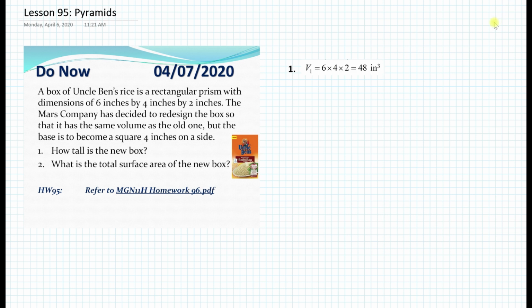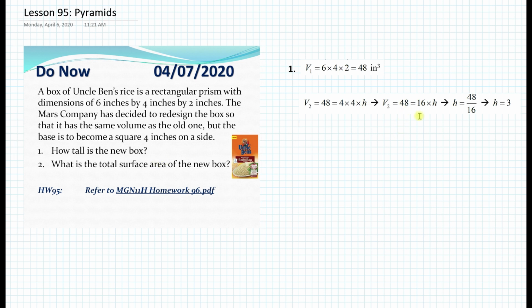Okay, so for number one, first we want to calculate the original volume of the box, which is just 6 times 4 times 2, and you end up with 48 inches cubed. For the next step, so for the second volume, we know that it's going to be the same, or 48 inches cubed, which is equal to the square 4 by 4 inches times the height. The height is the unknown, and that's what we're trying to find.